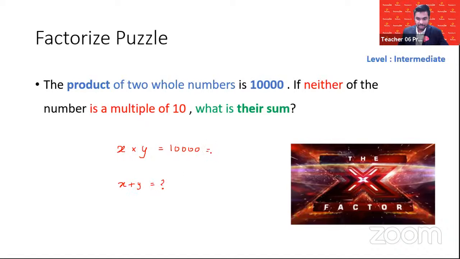Essentially, it is saying that you have to prime factorize 10,000 and find out how you can split those factors so that x and y are not multiples of 10. I'll just give you this answer. This is 10 power 4. 10 power 4 is 100 square. 100 is nothing but 4 times 25, so it is 2 squared is 4, 5 squared is 25. So 100 square is 2 squared into 5 squared, the whole square. So this is 2 power 4 into 5 power 4. Now you can see how you can split these factors to get x plus y so that both x and y are not multiples of 10.